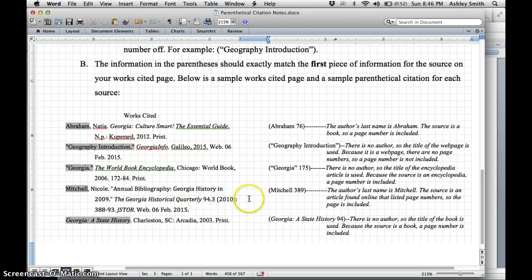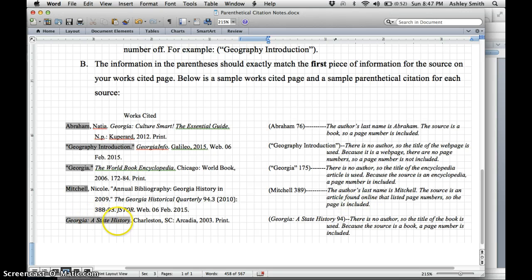We have Mitchell 389. So even though this is an article that was published on the web, we have an author. So the first piece of information we're given over here is the author's last name. So that's what's going to go in our parenthetical citation. But even though it was published on the web, it did have page numbers, probably because it was originally published in print. So we're going to put the page number. The author's last name is Mitchell. The source is an article found online that listed page numbers, so the page is included.